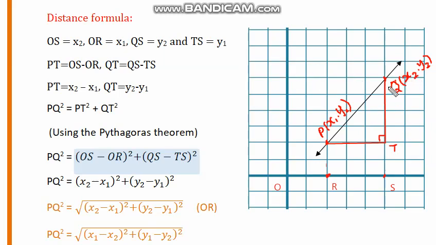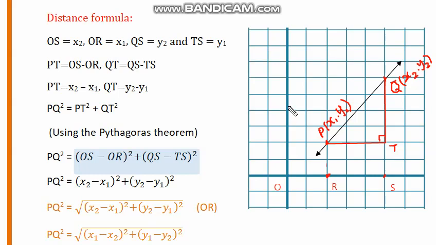So how to find out QT? QT equals QS, the distance from the x-axis, which is the y coordinate y2. So the total distance is y2 here, and this distance alone is y1. So y2 minus y1. So QT equals QS minus TS, then QT equals y2 minus y1. Here we found the lengths of PT and QT.